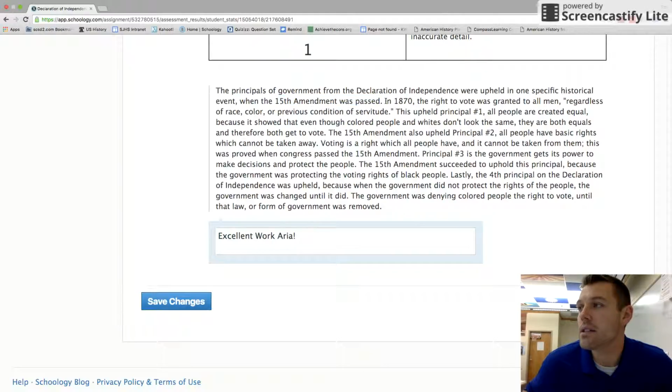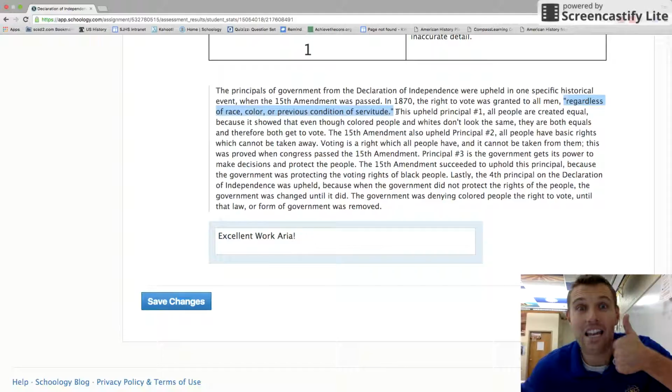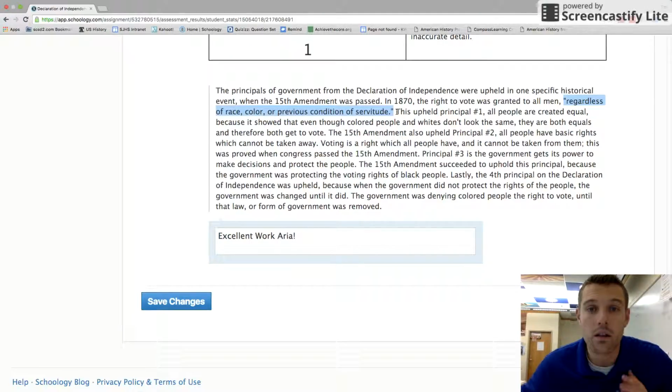She says in 1870, the right to vote was granted to all men, regardless of their race, color, or previous condition of servitude. Those are words straight out of the 15th Amendment. I like that. History teachers are excited when you use text evidence from the Constitution. That's a great job. And she says this upheld principle number one. What's principle number one, you might ask? It's that all people were created equal. I didn't have to guess. She told me.